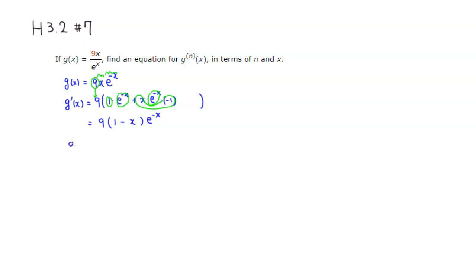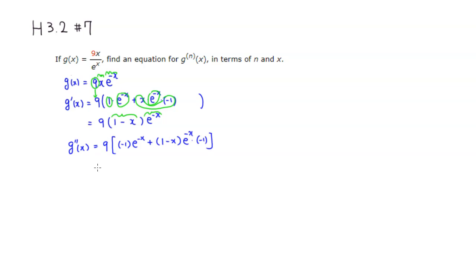Then let's look at the second derivative, g double prime of x. 9 is left alone, and then we have this guy times that guy. We're going to take the derivative. Derivative of the first guy would be negative 1, times the second, e to the negative x, plus the first guy, 1 minus x, times e to the negative x times negative 1 again.